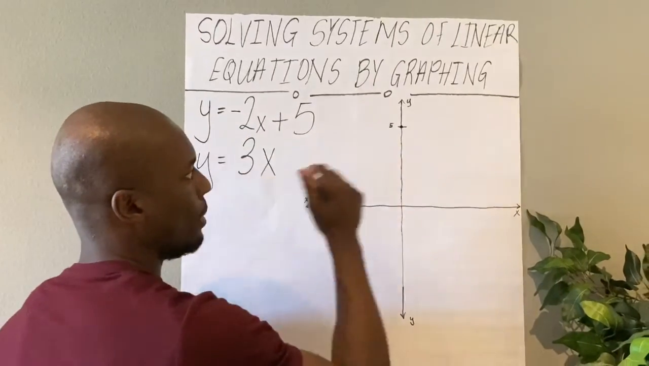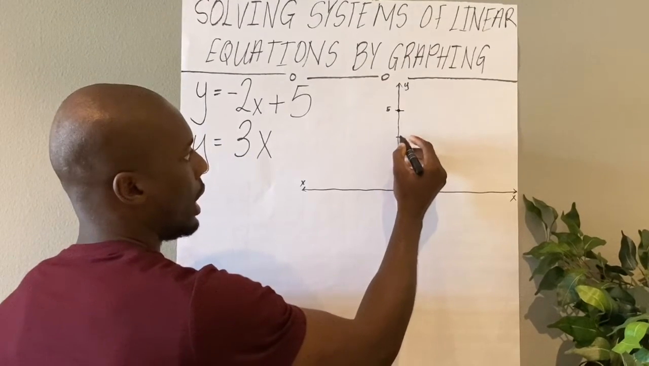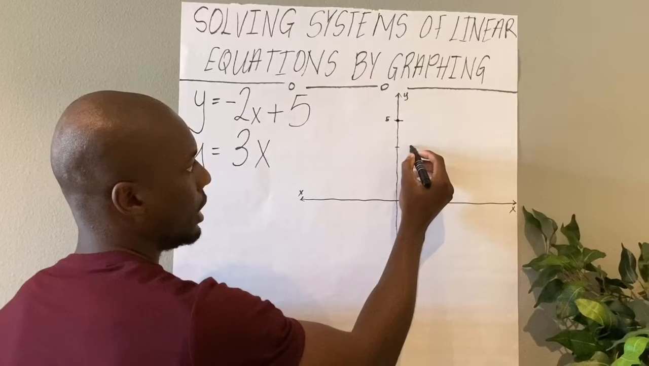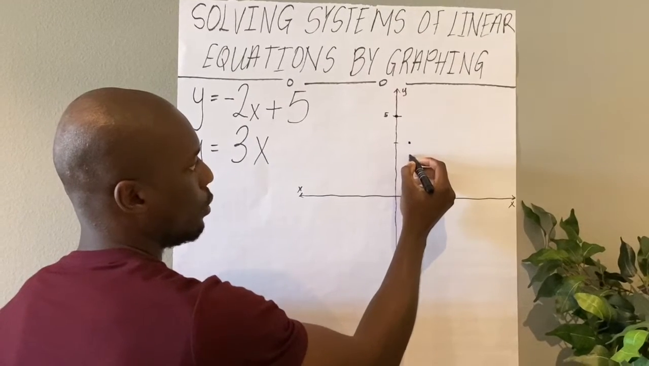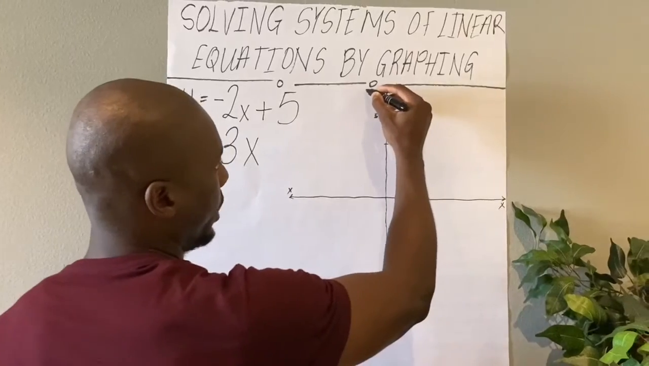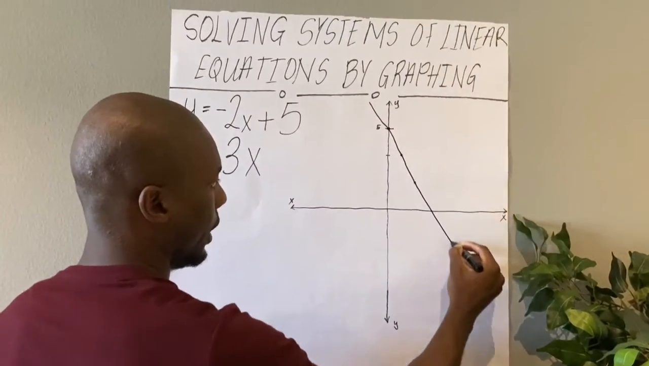So for the slope, I'm going to go down twice. So 1, 2. And then I'm going to move once, right? So again, 1, 2, and once helps me to draw my first line.